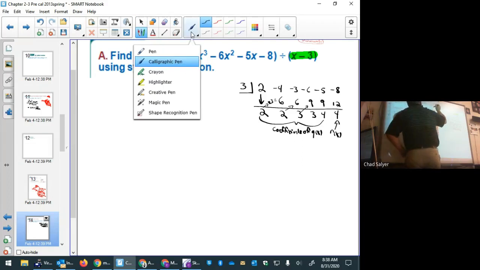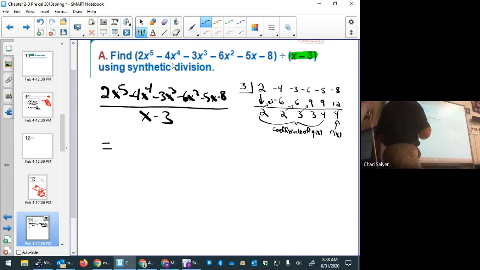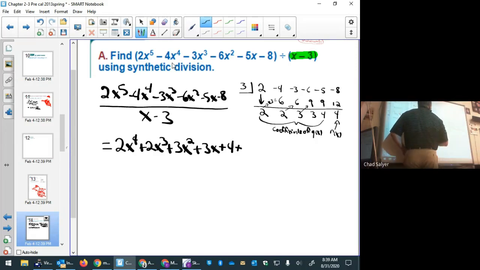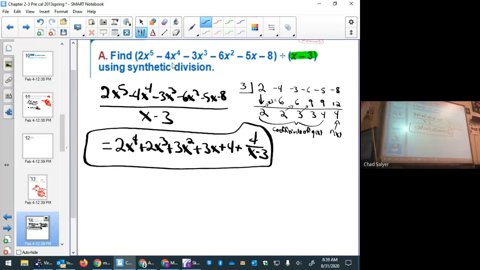Okay, so now we're going to write our answer. So I've got 2x to the 5th minus 4x to the 4th minus 3x cubed minus 6x squared minus 5x minus 8. Gosh, that's a mess. Divided by x minus 3. And I'm going to say that equals, these are the coefficients. And we're always going to have 1 degree less than the original dividend. So this one starts with x to the 5th. The quotient will start with x to the 4th. So that's 2x to the 4th plus 2x cubed plus 3x squared plus 3x plus 4 plus r of x, which is also 4, over the original divisor, x minus 3. Now, if I had used long division, that would have taken about 5 times as long.